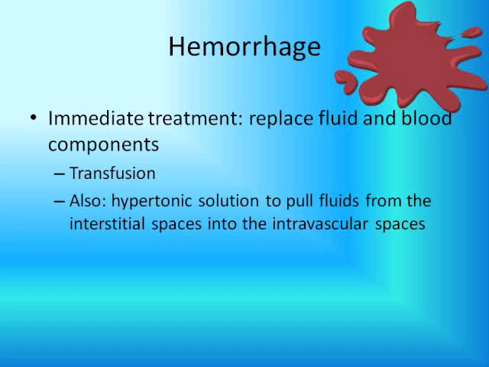Immediate treatment for a hemorrhage is aimed at replacing the fluid volume and blood components. Quite often, we see a blood transfusion. But also, we may give a hypertonic solution to pull the existing fluids from the interstitial spaces and into the intravascular spaces. We're not giving lots and lots of hypertonic solutions because we can end up with too much fluid in the system. But initially, that is what we see sometimes.